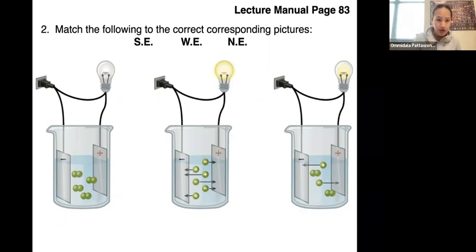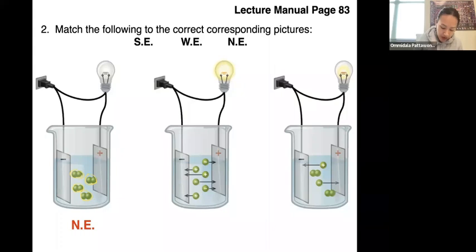Now let's take a look at the first picture. The first picture represents an aqueous solution of non-electrolyte. The molecules of non-electrolytes do not dissociate or break into ions. As you see in this picture here, their atoms still stay intact. Okay, so they still stay the same. They did not break into ions.